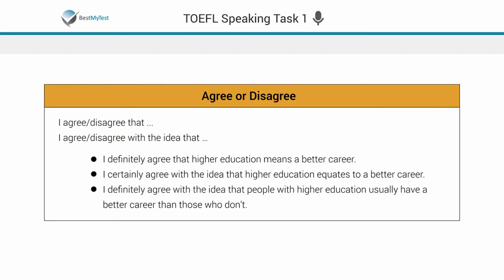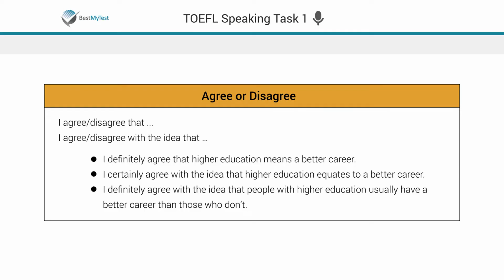Let's look at a couple examples. I definitely agree that higher education means a better career. Or you can say, I certainly agree with the idea that higher education equates to a better career. Now, as you can see, we added the words definitely and certainly, and that's totally fine to do. You can say definitely agree, certainly disagree, completely agree, absolutely disagree. You can use a lot of different adverbs there.